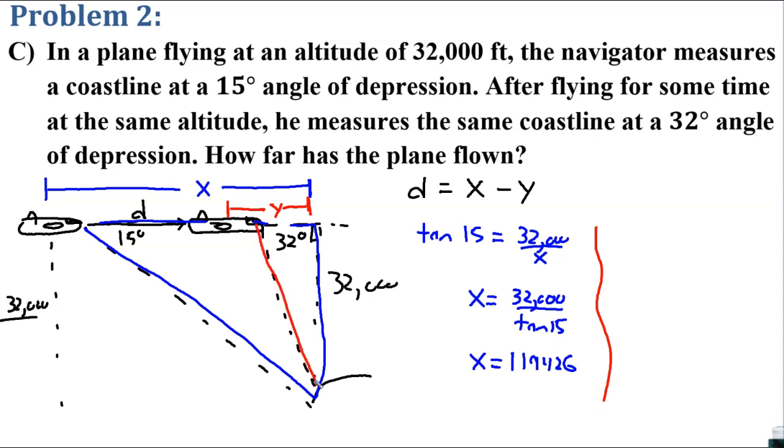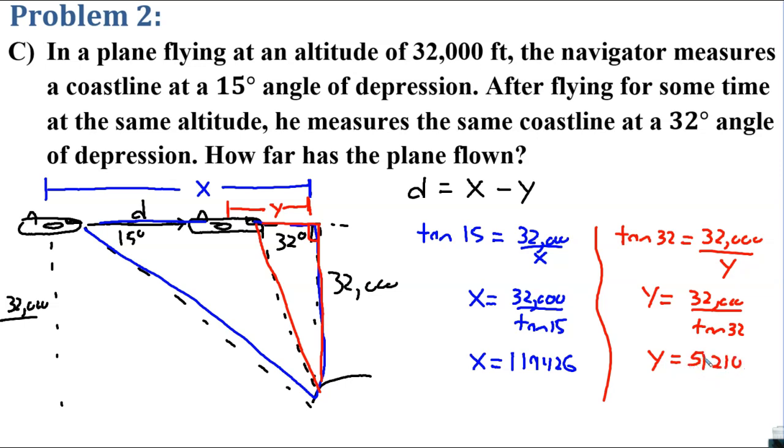And same idea for the smaller triangle, using the 32 degrees this time. We'll just say that tangent 32 is equal to the opposite 32,000 over the adjacent, the y. Cross multiply, divide, we end up with y is equal to 32,000 over tangent 32. In other words, y is equal to 51,210 when I plug that in.